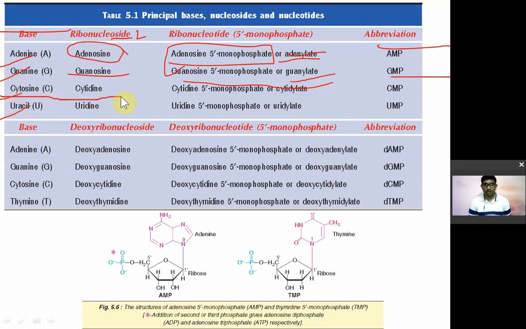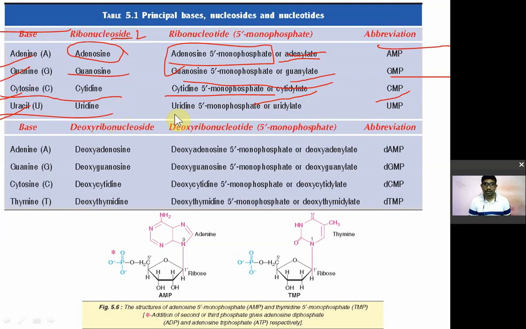If sugar is attached to cytosine, it is known as a ribonucleoside, cytidine. Cytosine plus sugar is cytidine. Now cytosine plus sugar plus phosphate is known as cytidine 5 dash monophosphate. Why say 5 dash? Because at the fifth carbon atom of the sugar, the phosphate group is attached. It is also known as cytidylate. So CMP. Then uracil plus sugar is known as uridine.